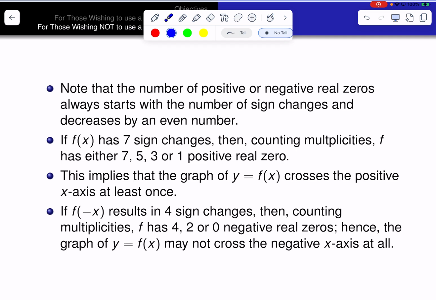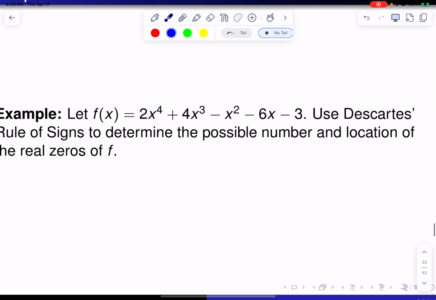So if it has 7 sign changes, 7, 5, 3, 1 positive real zeros. This implies that the graph of y equals f of x crosses the positive x-axis at least once. That means you would have at least 1 zero. f of negative x results in 4 sign changes, counting multiplicities: 4, 2, or 0. Hence, it is possible that it could cross 4 times, 2 times, and it may not cross the x-axis at all.